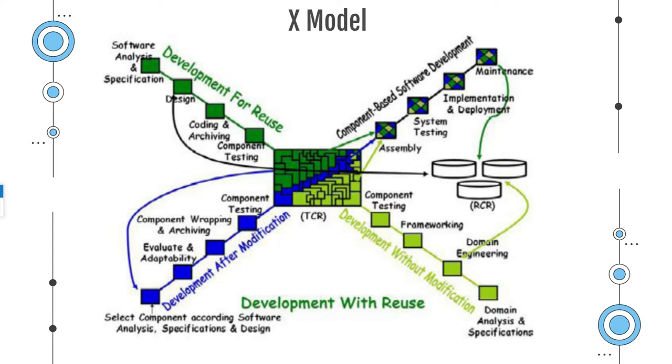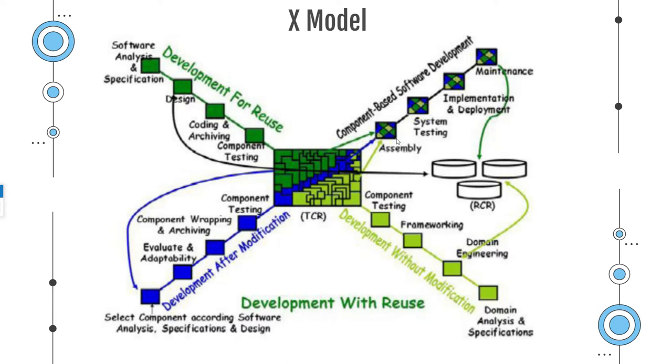Today I'm going to present our second CBD process model, which is the X model. As you can see from the diagram, the X model is named X because the shape of the model is constructed in an X ladder. In this model, it consists of 4 development perspectives, which are the development for reuse, development after modification, development without modification, and the component-based software development.